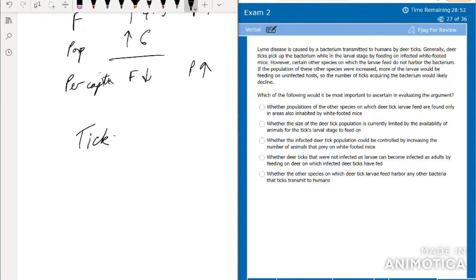So the ticks get it from mice. And they also feed on other things. If the population of these other species were increased, more of the larvae would be feeding on uninfected hosts. True. So the number of ticks acquiring the bacterium would likely decline. Well, not necessarily true, because if you increase the food supply, maybe the population of ticks will go up. So there we go. B looks good.